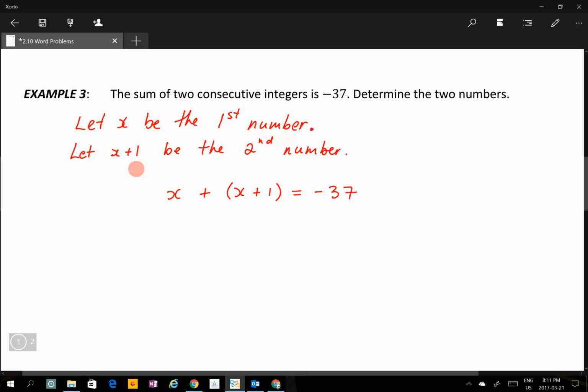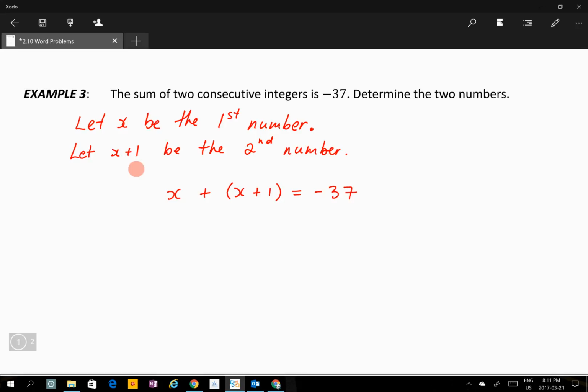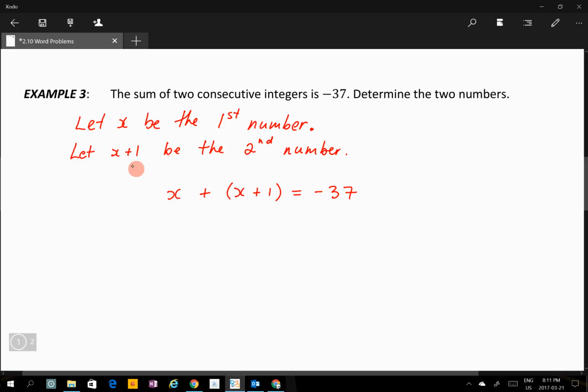Okay, and then when I add them, x plus x plus 1, I'm going to get an answer of negative 37. Here's my equation. That's the equation I'm going to solve. So let's solve for x. I collect like terms on the left. If I remove the brackets, I have x plus x, which is 2x. I have a plus 1. That equals negative 37. Subtract 1 from both sides. I have 2x equals negative 38. And if I divide both sides by 2, I get x equals negative 38 over 2, which is equal to negative 19. And you can have a negative answer for this problem.